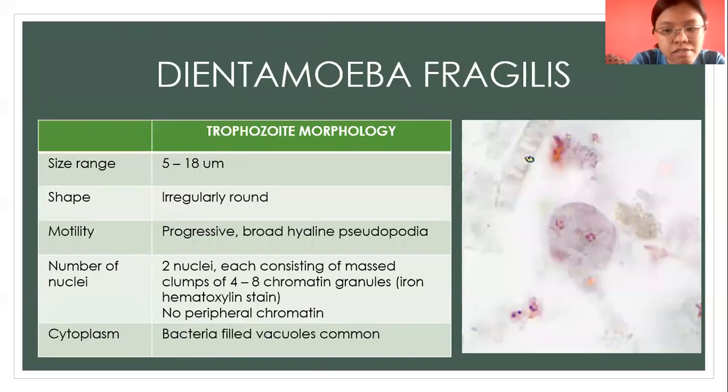So trophozoite niya is 5 to 18 micrometer. Shape is irregularly round. Motility is progressive with broad hyaline pseudopodia, or meron siyang tinatawag nating false foot. So it has 2 nuclei, each consisting of mass clumps of 4 to 8 chromatin granules. So makikita lang usually yung chromatin granules kapag in-stain mo siya using iron hematoxylin. And it has no peripheral chromatin. So the cytoplasm usually has bacteria-filled vacuoles.